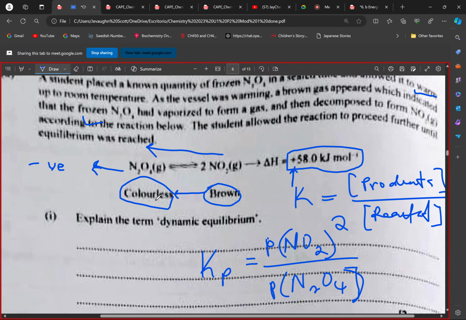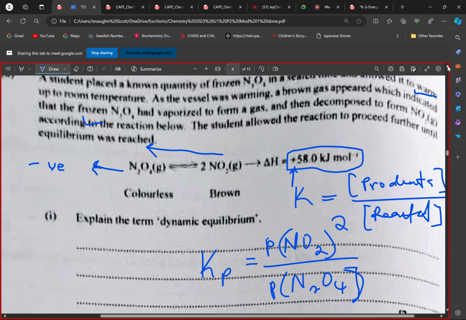Wait, sir, I'm confused now. We are saying that it is an endothermic reaction, right? So basically, we're decreasing the temperature. When the temperature is being decreased, it shifts to the exothermic side. If we decrease the temperature, we favor the exothermic.